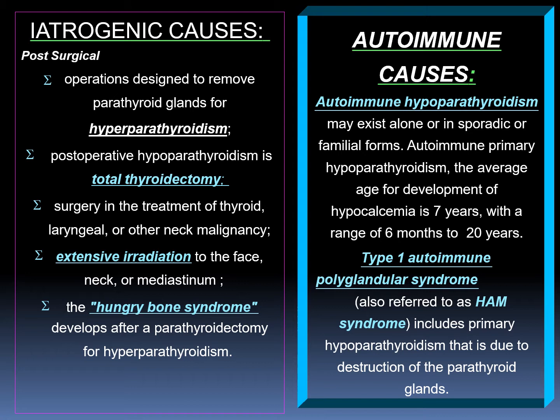Other autoimmune diseases which can develop in this syndrome are Addison disease, celiac disease, type 1 diabetes mellitus, and fat malabsorption. Hypoparathyroidism may be seen in SLE, systemic lupus erythematosus, due to anti-parathyroid antibodies.